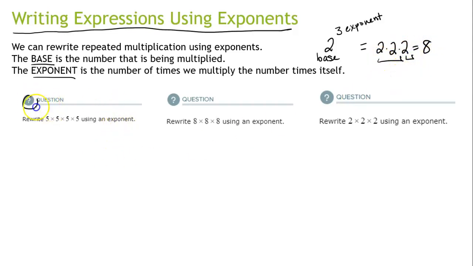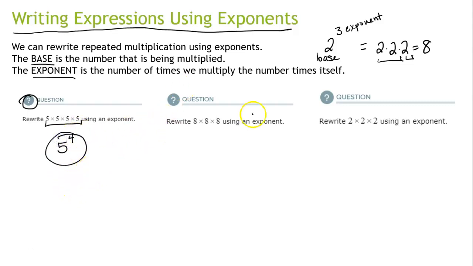So if I want to rewrite repeated multiplication using an exponent, 5 times 5 times 5 times 5, all the bases have to be the same. So 5 is your base, and you're multiplying that times itself 4 times. So that's 5 to the fourth, which would not be 20. If you were to actually calculate 5 to the fourth, that becomes 625. But that's not what we're being asked to do. We're being asked to write this using the exponent itself.